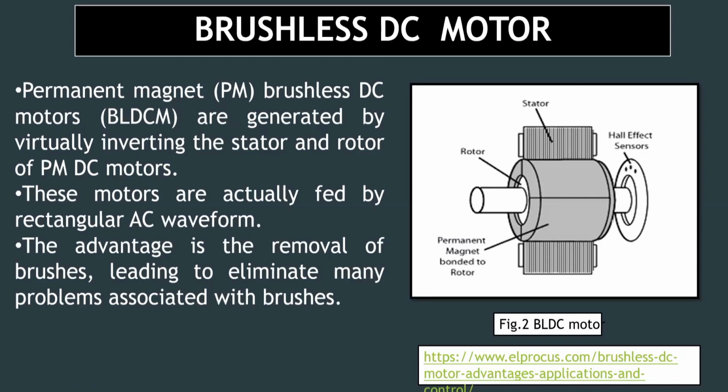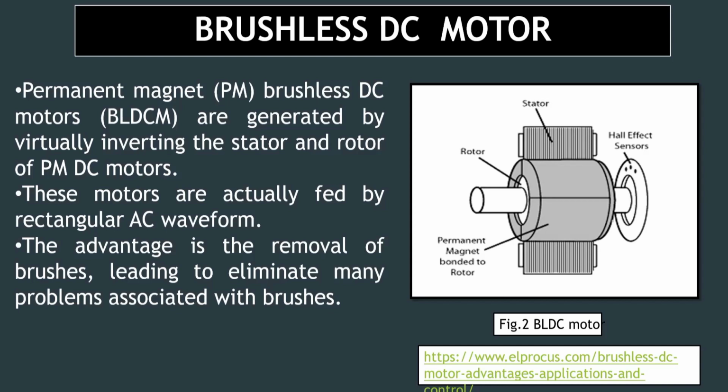So you can see that we will talk about BLDC motor. First of all, it is a permanent magnet motor. I already told you no motor is having a temporary magnet. Every motor is having a permanent magnet. So we are having a brushless DC motor, which is having a permanent magnet and is generated by virtually inverting the stator and rotor. Please remember this, we are having a Hall effect sensor in it. The permanent magnet is bonded to the rotor, not stator, bonded to the rotor, and Hall effect sensors are there. So basically they are generated by virtually inverting the stator and rotor of PM DC motor, right?